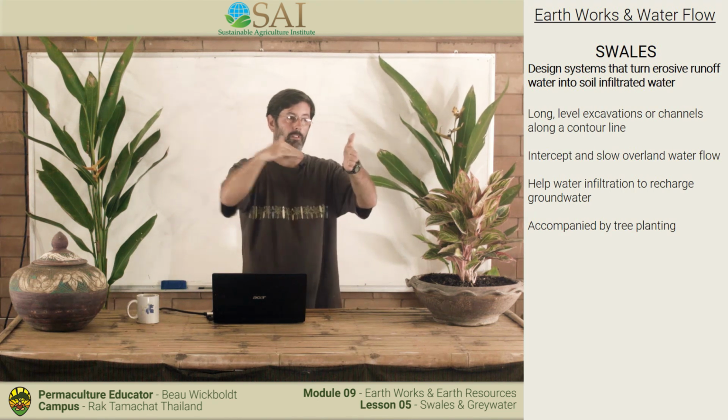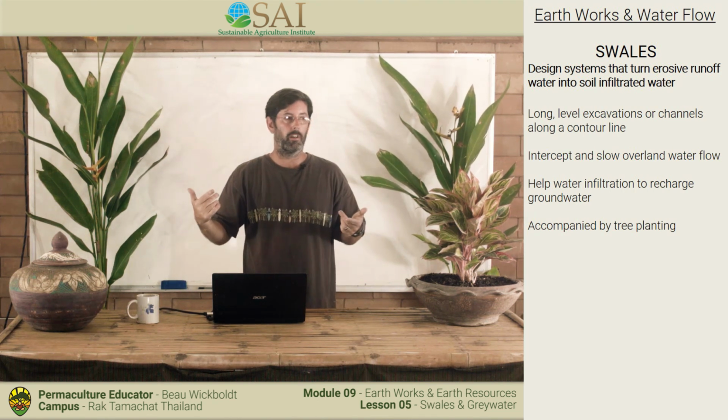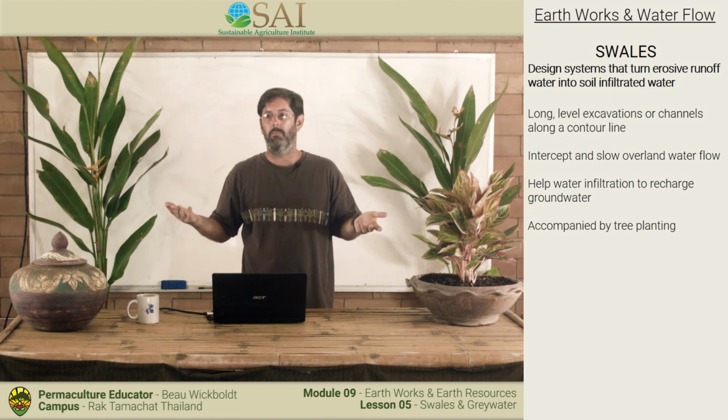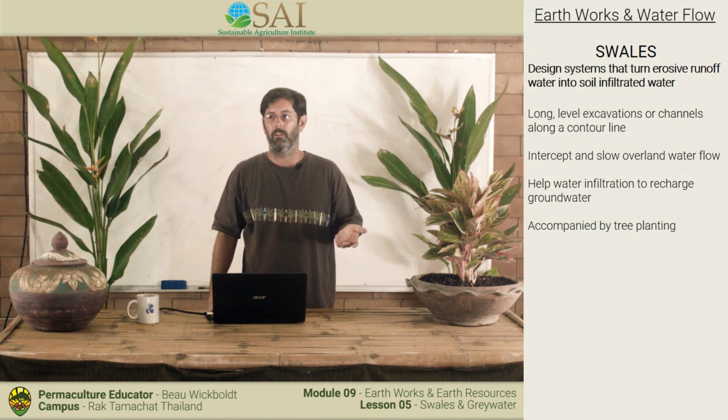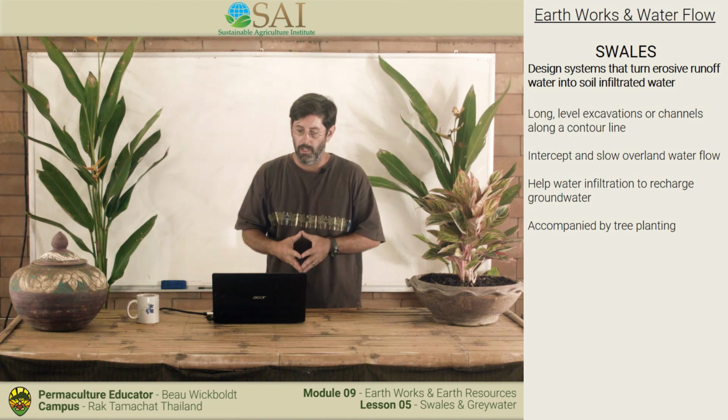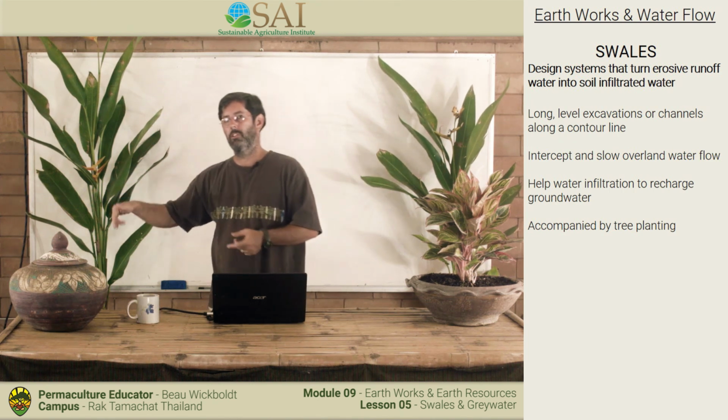They intercept or slow overland water flow. So if the water's not flowing over land, there's nothing to intercept. It's like putting up a speed bump and there's no cars. Doesn't really make any sense. So they help water infiltrate and it will recharge our groundwater.